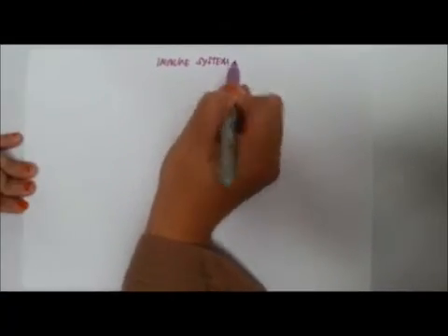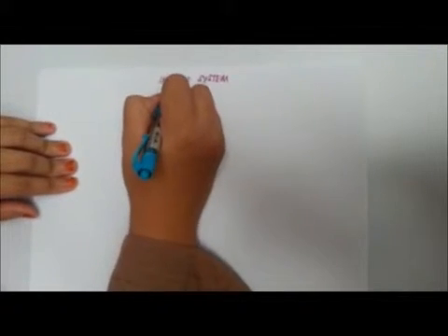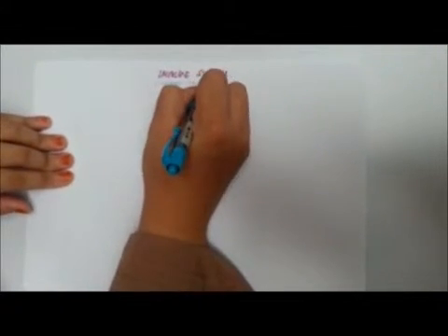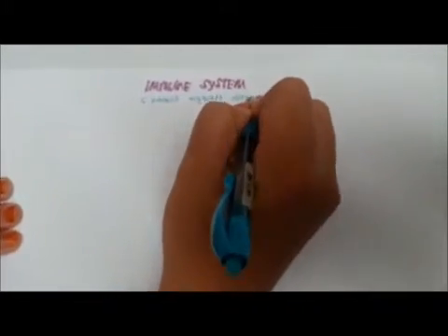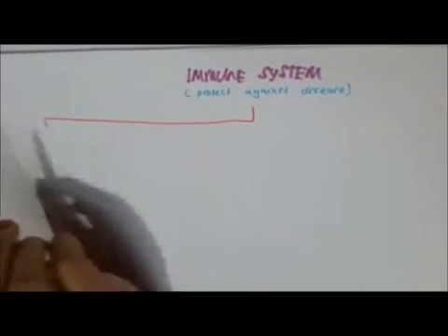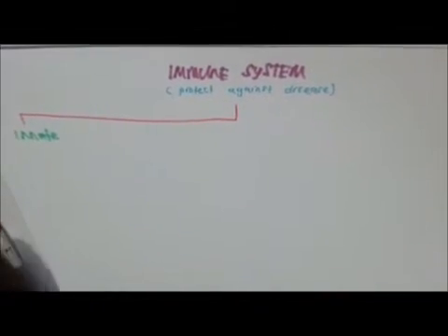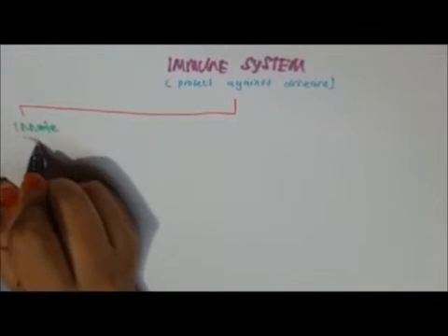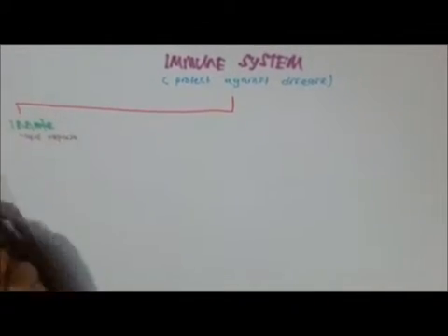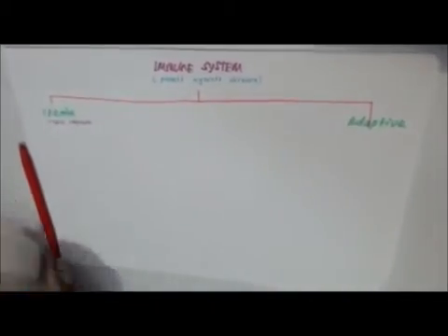The immune system is a system of many biological structures and processes within an organism that protects against disease. The immune system comprises two levels of defense. The first is innate immunity, which provides a rapid response, and the second level is adaptive immunity, which provides a slow response.